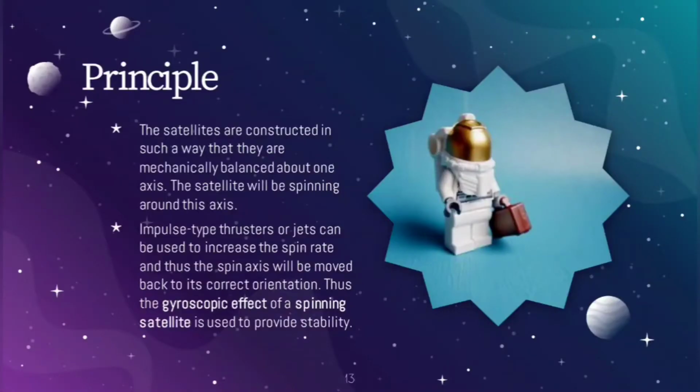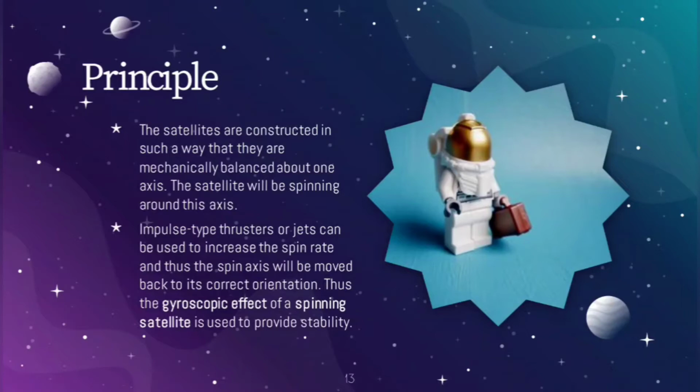Principle of this method. First of all, the satellites are constructed in such a way that they are mechanically balanced about one axis. The satellite will be spinning around this axis. Small gas jets are used to initiate the spin during the launch phase.